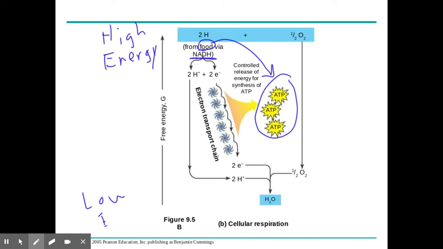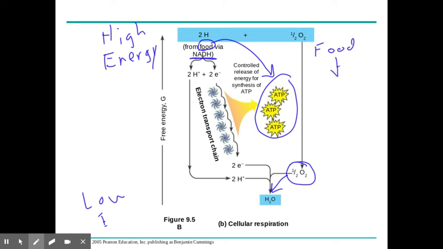And where does it eventually end up? The electrons end up in oxygen, which then becomes water. So let me just show you this overall progression as far as where is the energy. It started in our food. That's where the energy started.